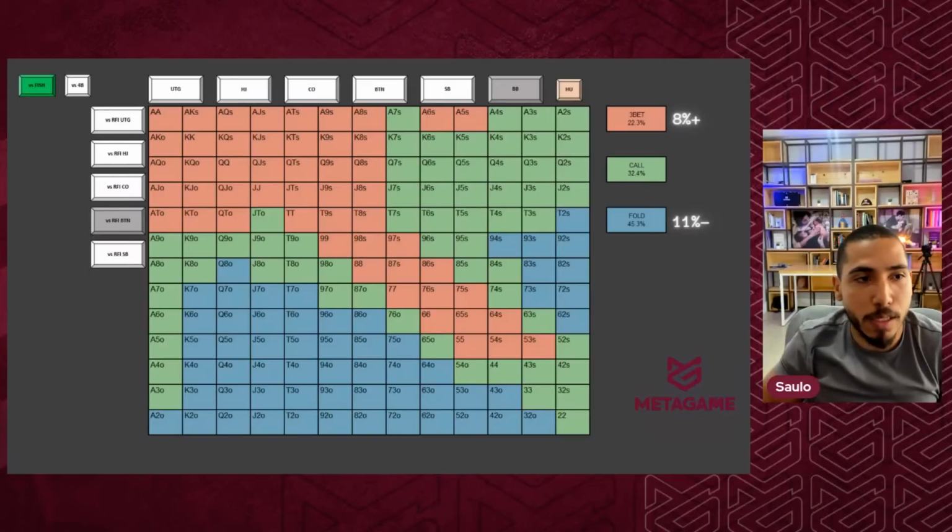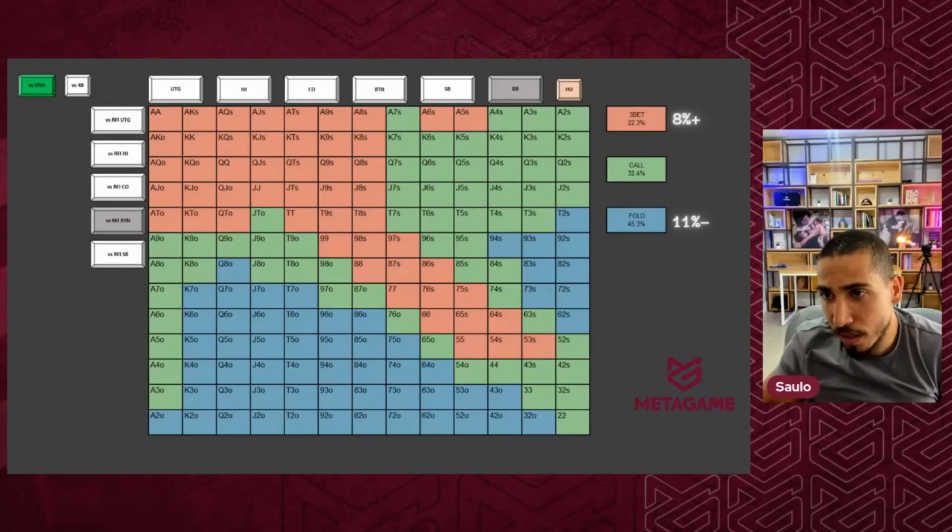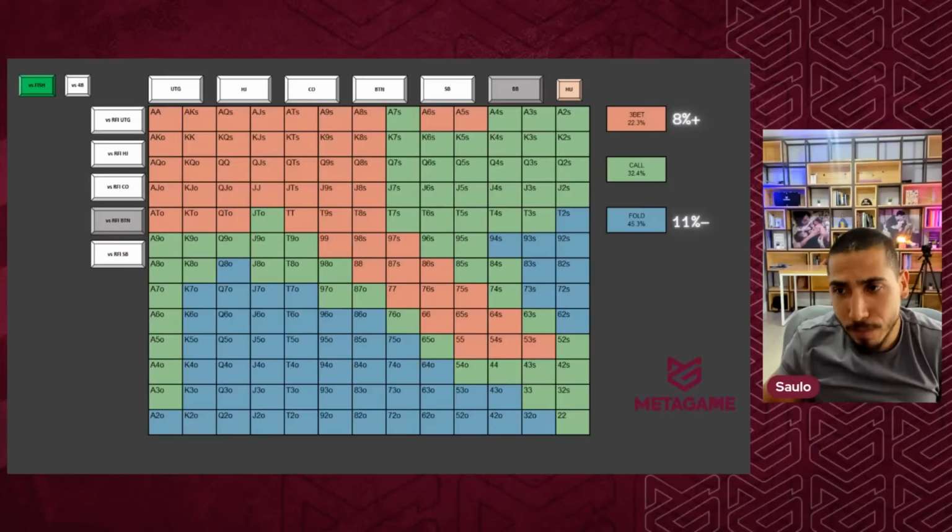So this is, for example, the big blind versus button range I personally play against recreationals and that I recommend to my students. You see 22% 3-bet percentage and only 45% fold percentage. That's 8% more than equilibrium for 3-bets and 11% fewer folds relative to solver as well. So you're going to be calling more often and you're going to be 3-betting more often. And this is what you should do to maximize your EV against your opponents.